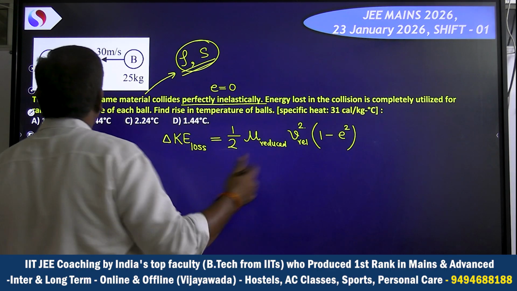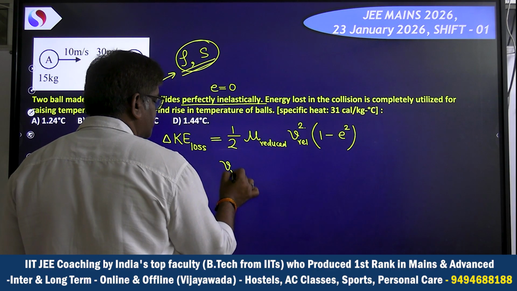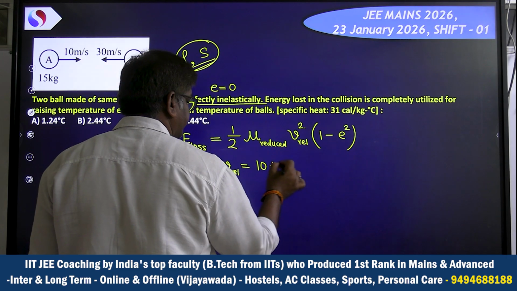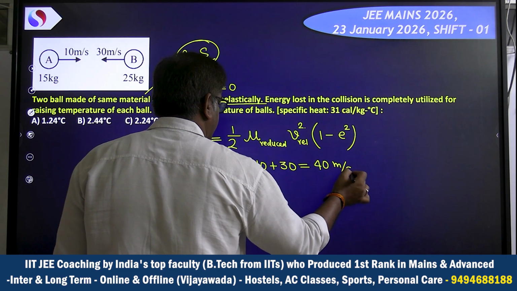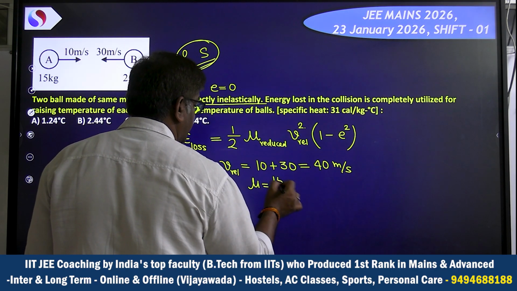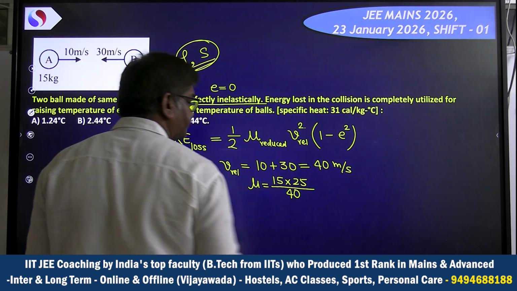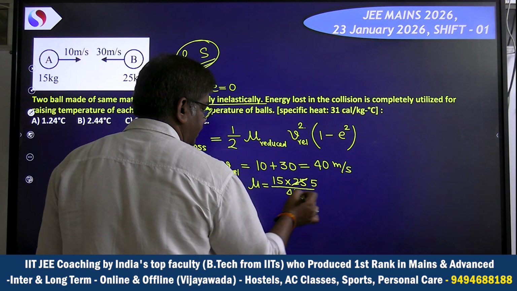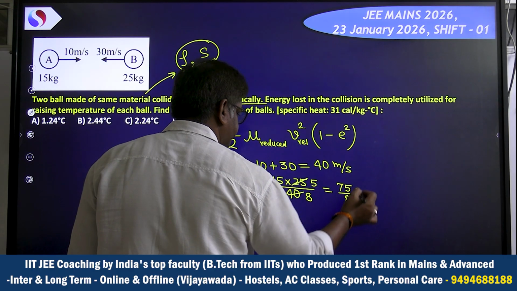Up here if you see, two bodies are moving in the opposite direction. So if they are moving in the opposite direction, what is the V relative? The relative velocity will be 10 plus 30, that becomes 40 meter per second. And what is the value of reduced mass? m1 m2 by m1 plus m2. So it is 15 into 25 divided by 40. Alright, so this is 5, this is 8, this is 75 by 8 kg.